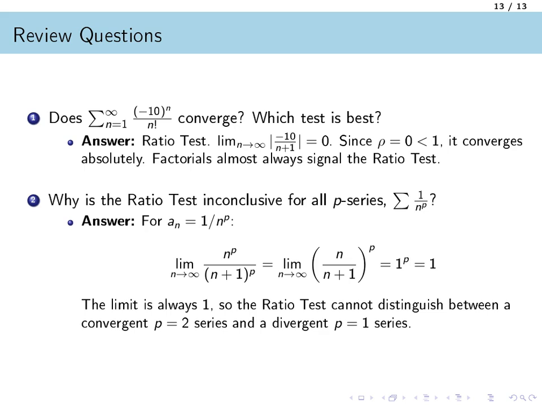Now, let us examine why the ratio test is always inconclusive for p-series, which have the form 1 over n to the power of p. The ratio of consecutive terms simplifies to the fraction n over n plus 1, all raised to the power of p. As n approaches infinity, the fraction inside the parentheses approaches 1. And 1 raised to any power p is still 1. The limit is always 1, so the test provides no information. This shows that while the ratio test is powerful for series with factorials or exponentials, it cannot determine the convergence of p-series.